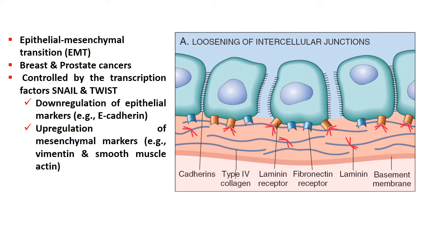E-cadherins are transmembrane glycoproteins that are responsible for cell adhesion and relay of intracellular signals. The E-cadherin gene is mutated in gastric and prostatic carcinomas. This characteristic cell adhesion gene should be silenced for epithelial to mesenchymal transition, because now the cell is transforming to a motile phenotype. This is controlled by transcription factors twist and snail, by downregulation of the epithelial marker E-cadherin and upregulation of the mesenchymal markers such as vimentin and smooth muscle actin.